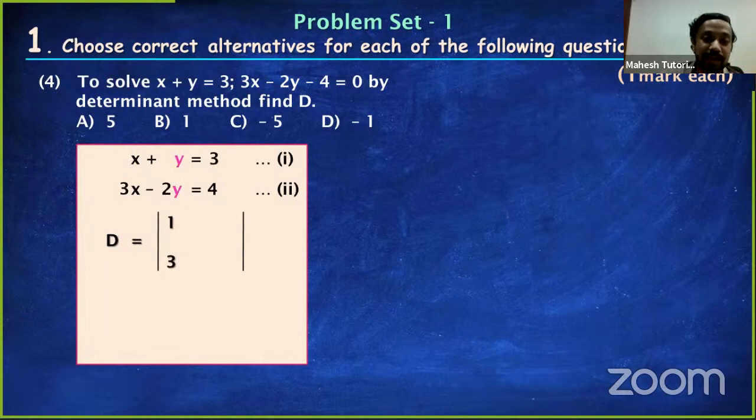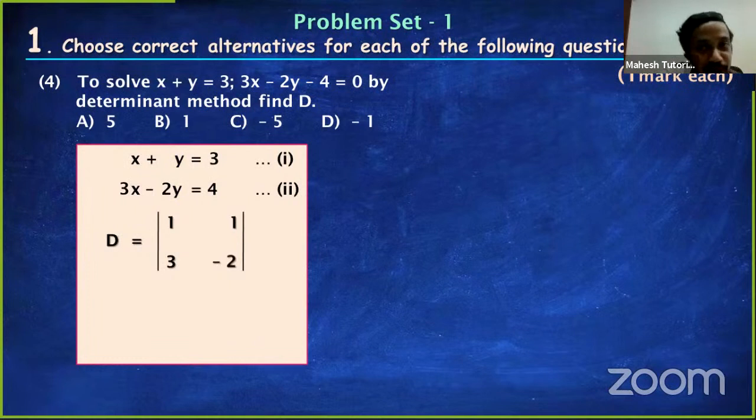In equation 1, what is the coefficient of y? Kuch nahi hai, so the number is 1. In equation 2, what is the coefficient of y? Absolutely correct, minus 2. So in that case, coefficients of y are 1 and minus 2. Very good. So now we need to find the value of this determinant and we have just revised it, students.